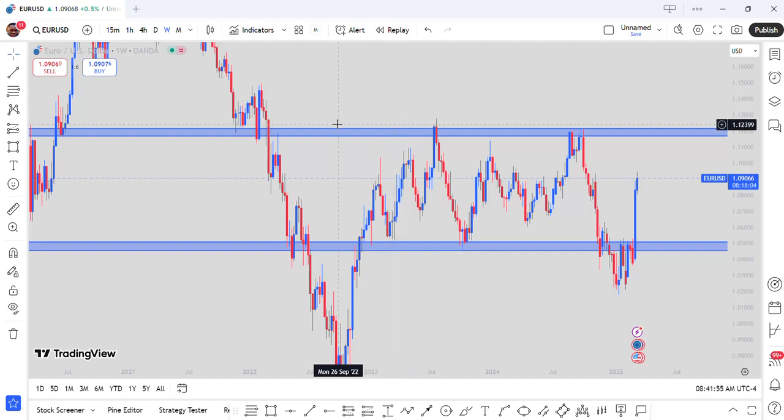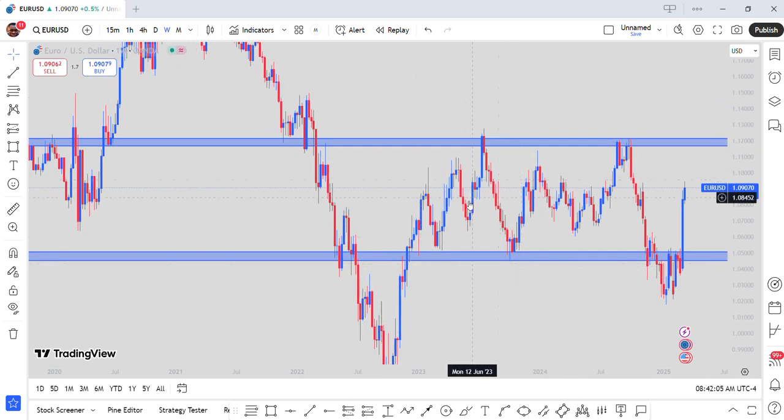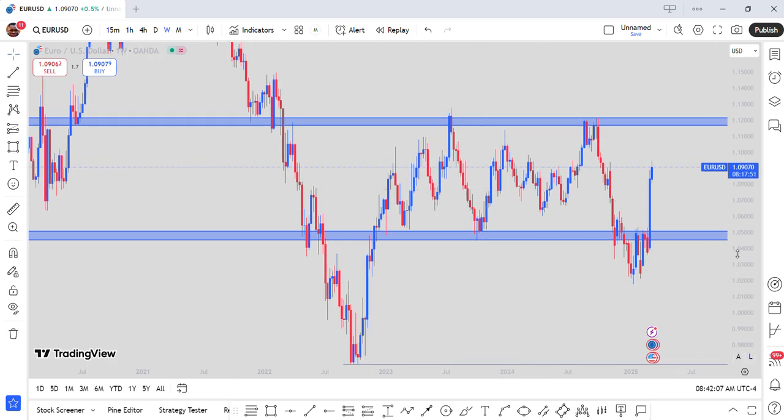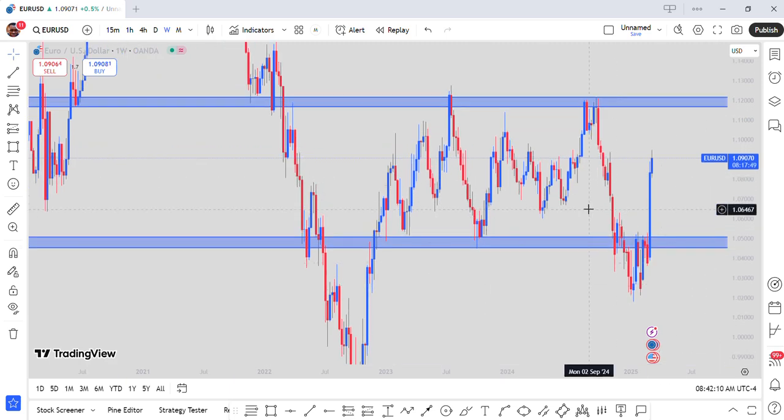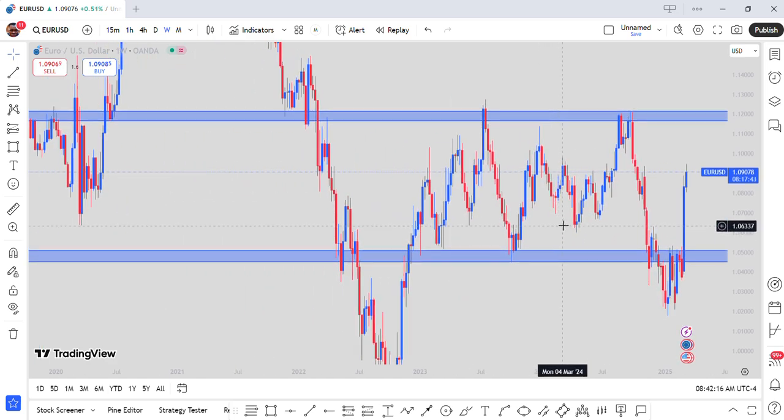In this video I'll be talking about how to draw key levels on higher time frame. I'll be drawing my key levels on the weekly time frame because the higher the time frame, the stronger the level. If you are drawing key levels on higher time frame, it's going to be much stronger than those that are drawn on the lower time frame, like the 4 hour and the 1 hour time frame.